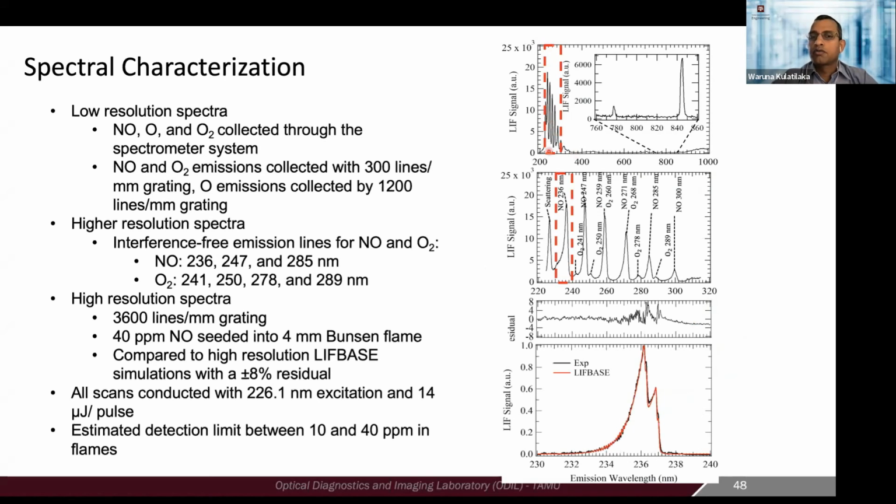So you need to carefully set your emission detection filters, so you detect the right species at the right emission wavelength. For NO, we focus on 236 nanometers in this range. The detection parameters are listed in here, but at 236 nanometers you get this relatively interference-free NO line. Similarly, you can zoom in with a high resolution grating and detect that line, and also confirm with a simulated spectrum that it is indeed the O2 line.